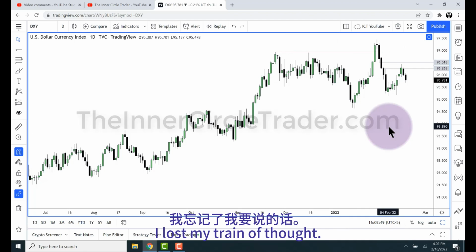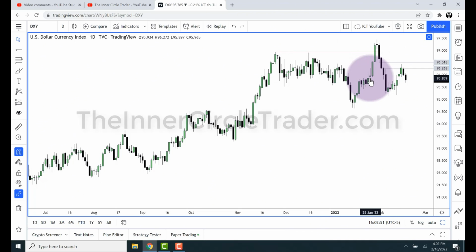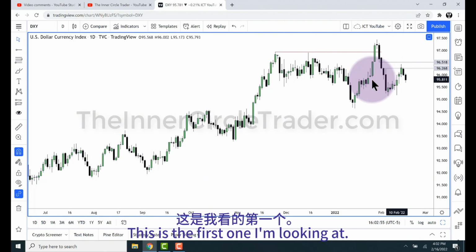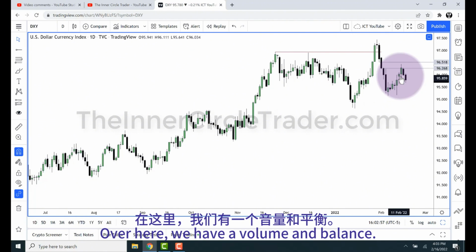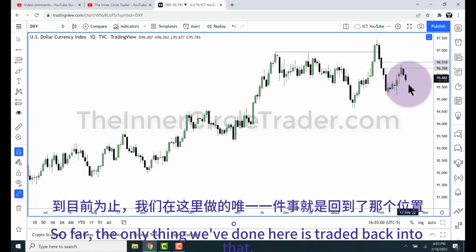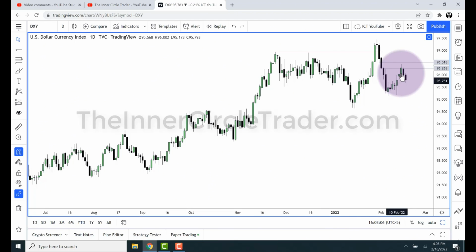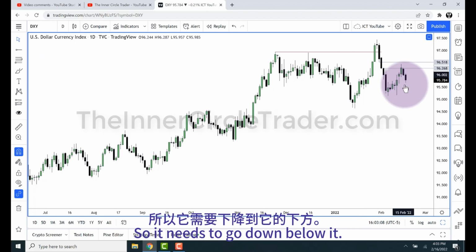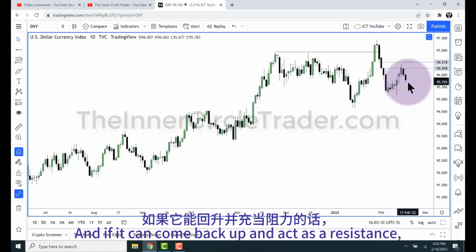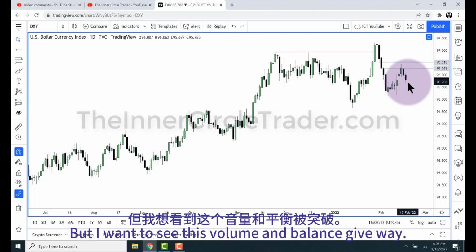And what was I going to say? I lost my train of thought. There, volume imbalance. I was thinking volume imbalance, and that's the first one I look at. Over here, we have a volume imbalance. So far, the only thing we've done here is traded back into that. So it needs to get south of the discount low of that volume imbalance. Okay, so it needs to go down below it, and if it can come back up and act as resistance, hey, it's something good. But I want to see this volume imbalance give way.